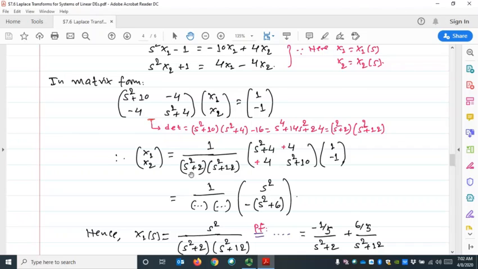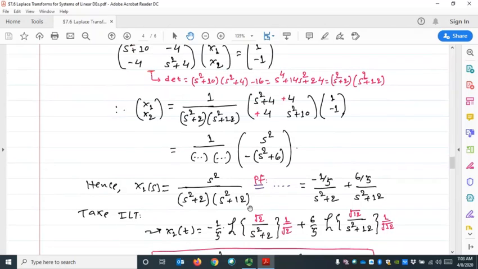So the next step, we copy down this one here. Now we multiply these two matrices. We multiply horizontally and vertically and add them, which gives us s squared minus s squared plus 6. So then capital X1 equals s squared over this denominator, (s squared plus 2) times (s squared plus 12). Similarly, capital X2 equals negative s squared plus 6 over (s squared plus 2) times (s squared plus 12).